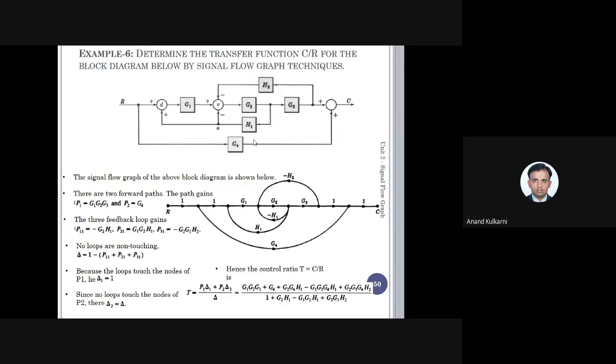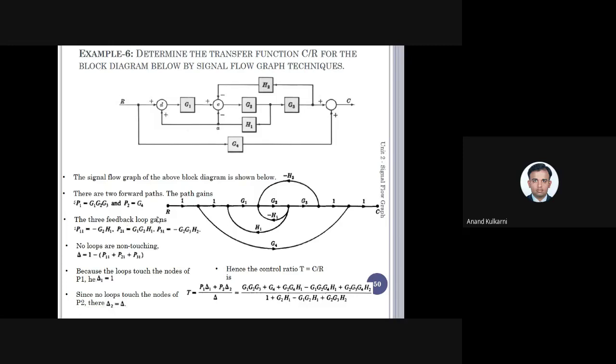Now, important again, find the number of forward paths. Forward paths are two. One is from R, a straight line to C, a single forward path, that is G1, G2, G3. And one more is like this, G4. So there are two forward paths. What will be the formula? P1 delta 1 plus P2 delta 2. That is the formula. Then what are the loops?